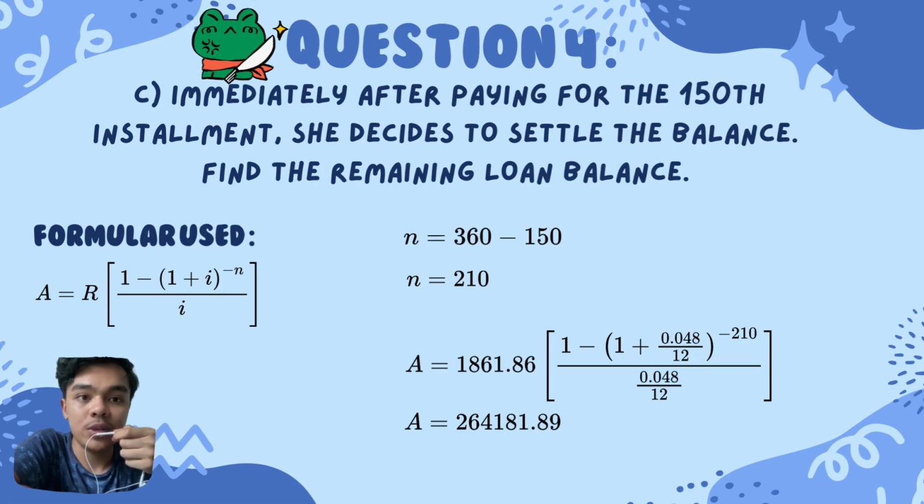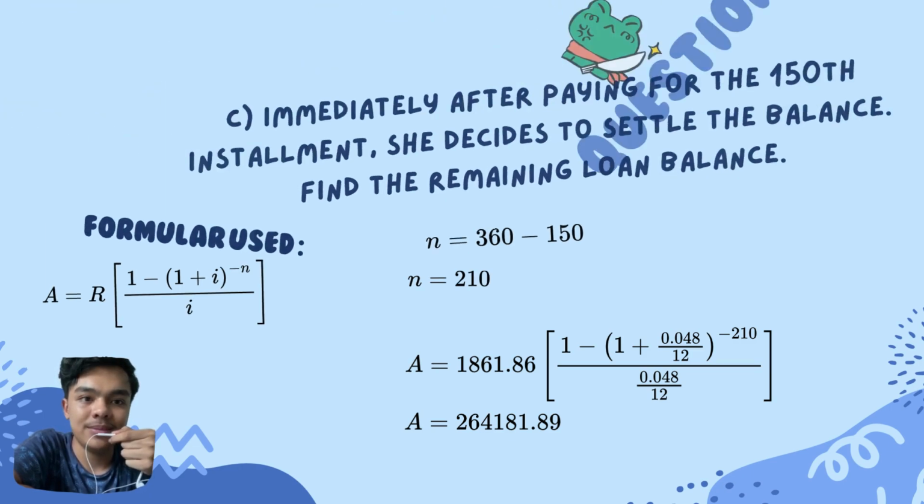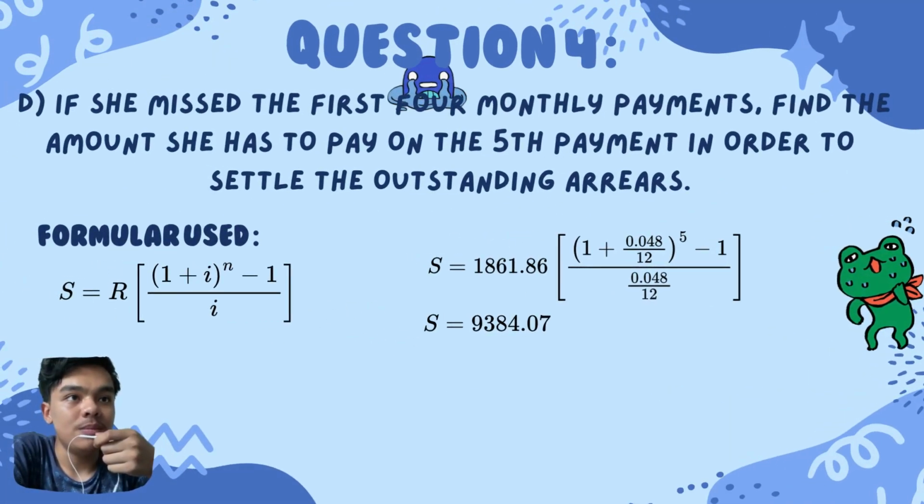For question C, immediately after paying the 150th installment, she decided to settle the remaining loan balance. In this question, we have to calculate the new N, which is 360 minus 150, and then we will get N equal to 210. We have to put everything in the formula A equal to R times [1 minus (1 plus I) to the power of negative N] divided by I, and the final answer for the remaining loan is 264,181.89. That's all.